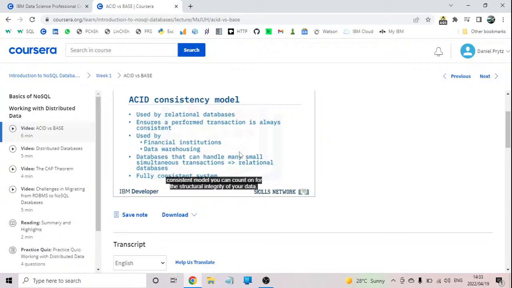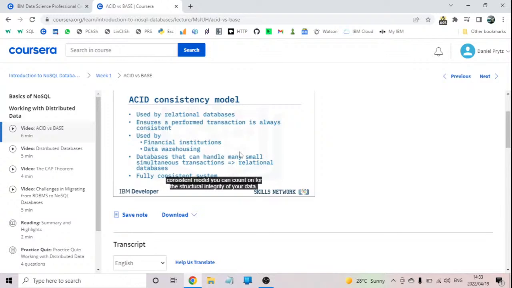The ACID model is used by relational databases and it ensures transactions. So it's used by relational databases, which means primary keys, columns and tables. Okay, there we go. The ACID model is used by relational databases. Seems pretty key.